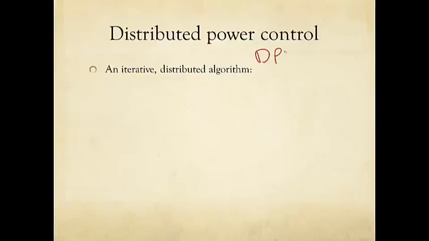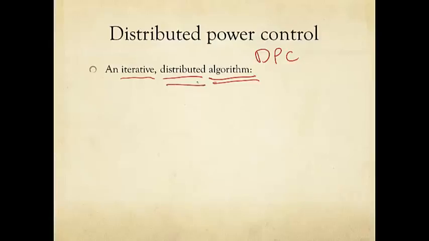It's called DPC. It was invented in the early 90s, 92, 93-ish, by several groups, including one in Bell Labs. This is an algorithm. It is a distributed algorithm. It is an iterative algorithm. Now, what is an algorithm? Roughly speaking, it is a sequence of computational steps that is finite, and when it stops, it accomplishes certain tasks. In this case, solving this power control problem.